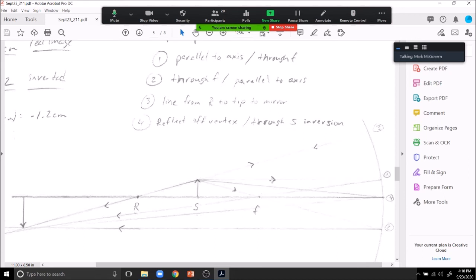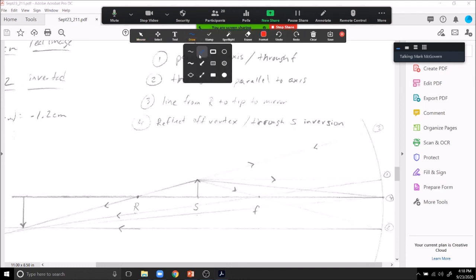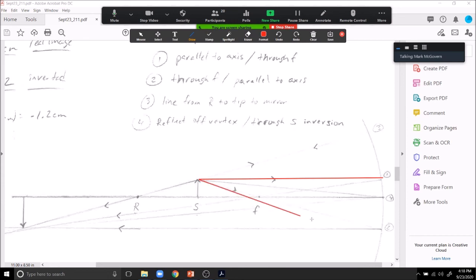I got my parallel one. It's kind of hard to see that, so I'll annotate this so you can see it. But I got a parallel ray right here. It hits and goes through the focal length. Ray 2 first goes through the focal length, so it comes down like this, then it reflects off and goes parallel. So those two already, you can see how the intersection is going to end up over here.